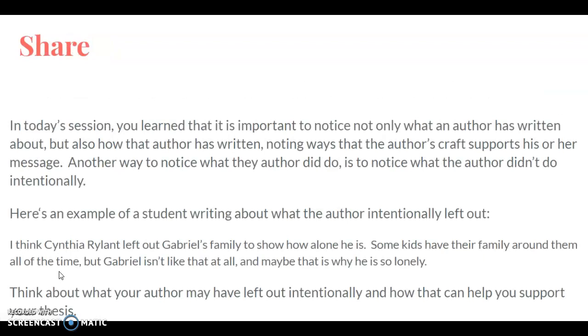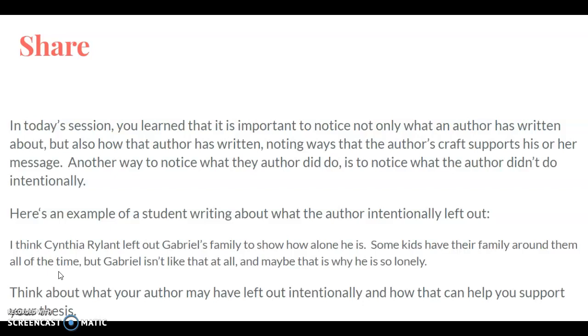Now, in today's session, you learned that it is important to notice not only what an author has written about, but also how that author has written, noting ways that the author's craft supports his or her message. Another way to notice what the author did do is to notice what the author didn't do intentionally. Sometimes the author will leave out things intentionally.